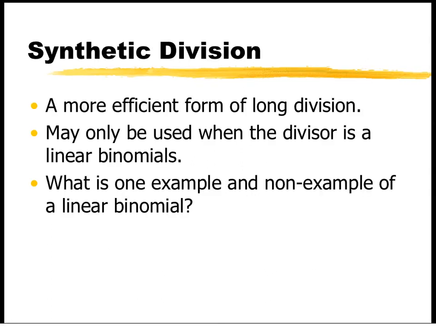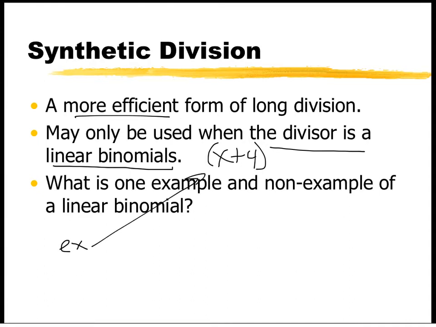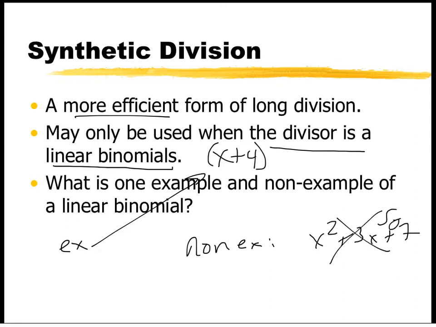One of the things I mentioned here is that it's a more efficient form, so it is a lot easier than long division, and it can only be used when the divisor is a linear binomial. So that's like x plus 4. An example of a linear binomial is x plus 4. A non-example of a linear binomial would be something like x squared plus 3x plus 7. You cannot use synthetic division with this one. Okay?